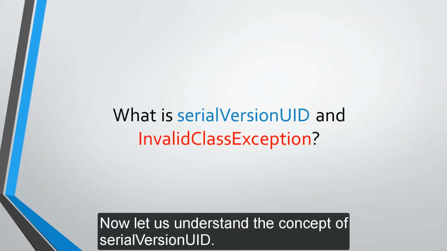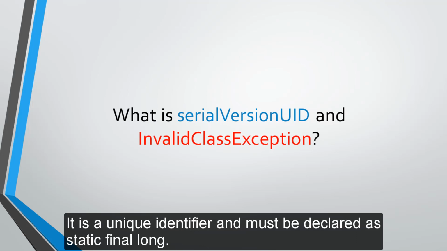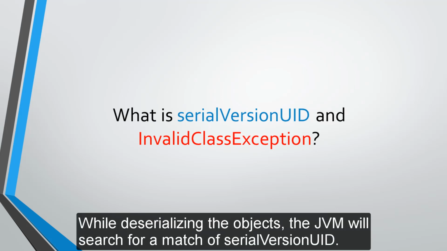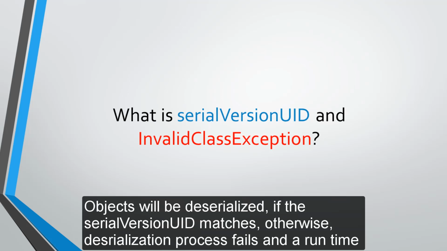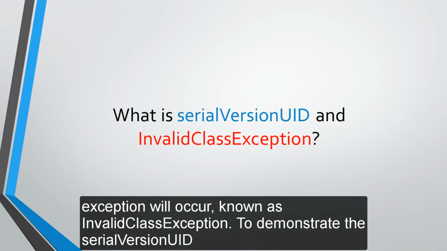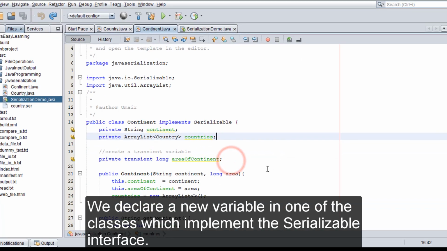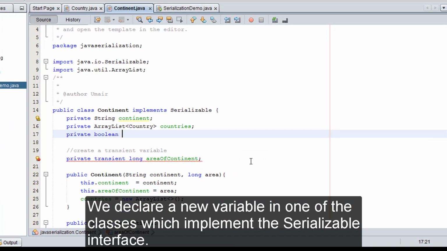Now let us understand the concept of serialVersionUID. It is a unique identifier and must be declared as static final long. The JVM saves it with an object at the time of serialization. While deserializing the objects, the JVM will search for a match of serialVersionUID. Objects will be deserialized if the serialVersionUID matches, otherwise the deserialization process fails and a runtime exception known as InvalidClassException occurs. To demonstrate the serialVersionUID, we declare a new variable in one of the classes which implements the Serializable interface.